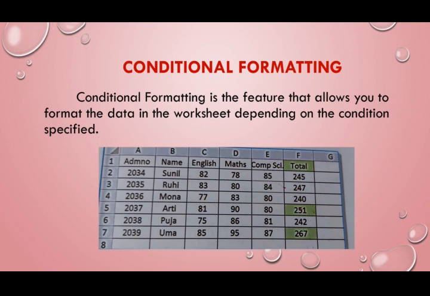See students, in this student table, some values are highlighted in green color. Based on some condition, the value is highlighted here. The conditional formatting function is used here to highlight this value. So now I'm going to explain how you can format the cell depending on the condition.